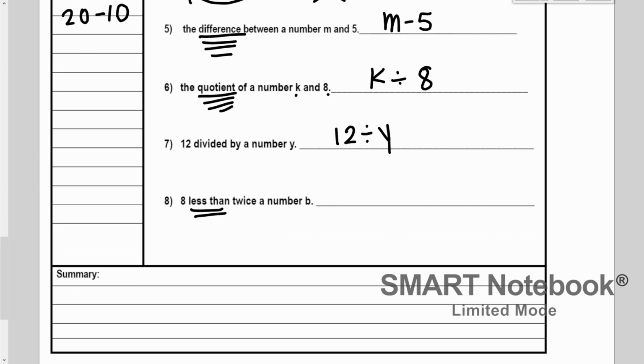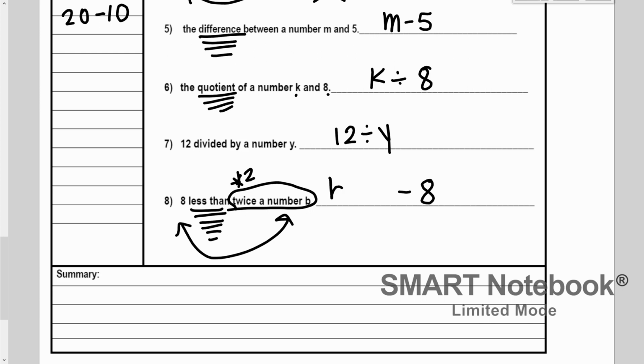All right. 8 less than. Less than means you switch the order, so it's going to be minus 8 at the end. And then we also have another one, twice a number b. Well, twice, remember, means multiplied by 2. So b multiplied by 2 is what that first one is. And then 8 less than that would be minus 8. We can also rewrite this b times 2 as 2b, because remember when a number is next to a letter, that means multiply. Either one of those is correct.